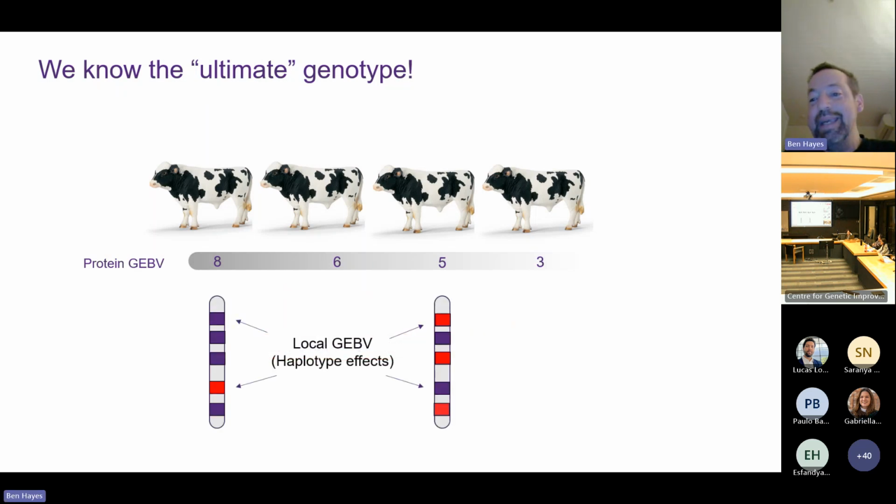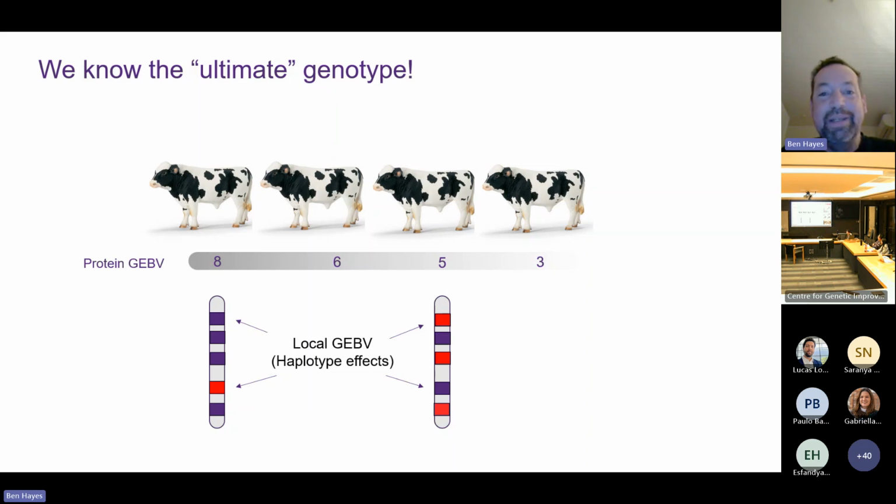A different way of thinking about this problem of trying to maximize genetic gain, produce the ultimate genotype, is we can start to look into what chromosome segments each individual in the population carries and start to think about what would happen if we start to stack up or assemble the best chromosome segments at each position in the genome.